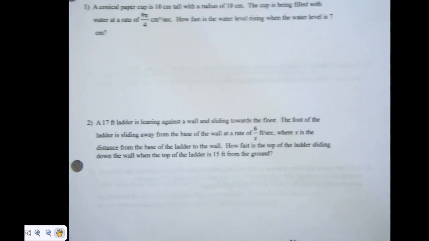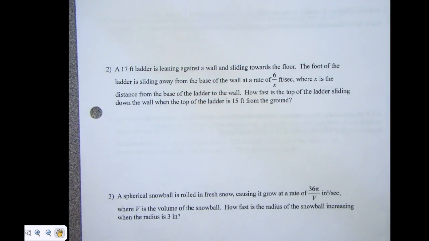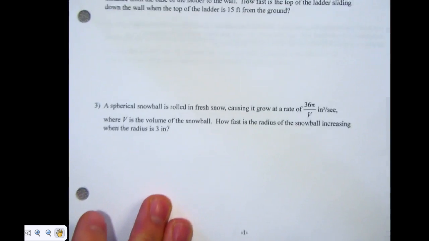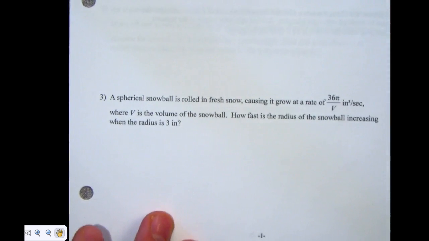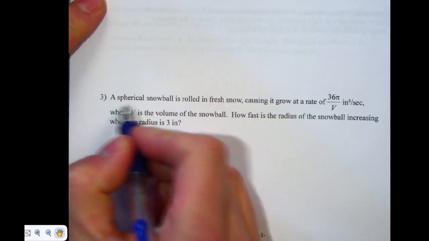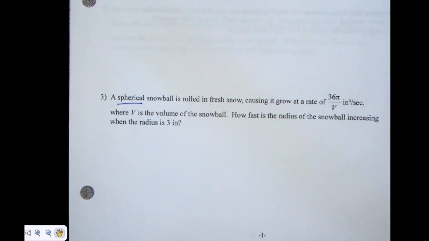We're going to come back to number 1 because that's one of the tougher ones. We're going to go to number 3 first. So, we got a snowball that is rolling. The snowball's getting bigger, the radius is getting bigger, the volume is getting bigger. As the thing gets bigger, all these variables are changing, right? So we have a sphere.